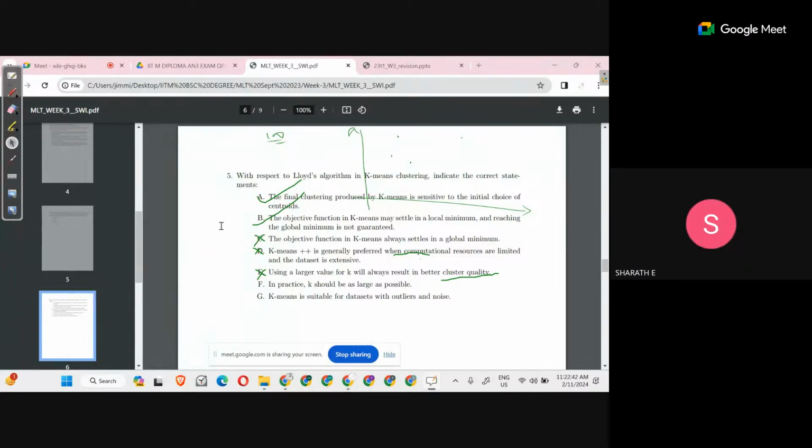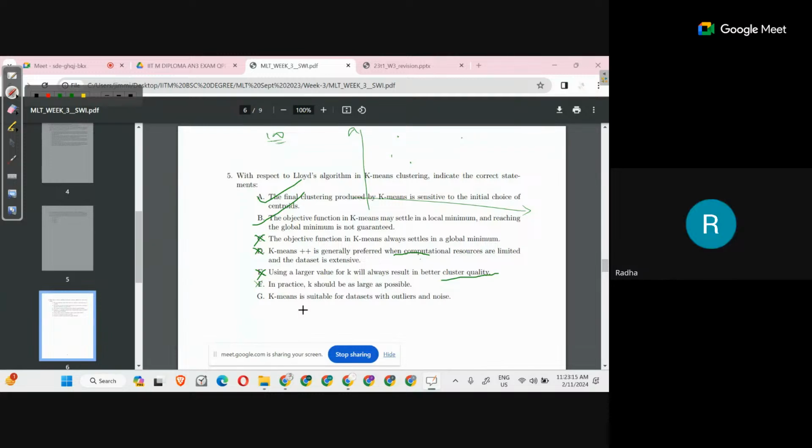Okay, so the F point says in practice K should be as large as possible. Again, this is also wrong. And G point said K-means. What is the difference between E and F? Using a larger value, I think both things are saying the same thing, just a different way of representing it. In E we are saying that using a larger value of K will always result in better cluster quality. So again, here also we know that we should use some optimum value of K.